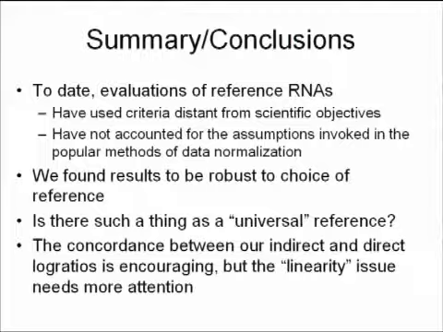So to summarize, to date, evaluations of reference RNAs have used criteria that are distant from scientific objectives. They haven't accounted for the assumptions invoked in the popular methods of normalization. On the other hand, we found results to be quite robust to choice of design, so I think most scientists can make a choice based on what's practical and not necessarily feel they have to shell out a lot of money to a company who claims that their reference is the best reference to use.